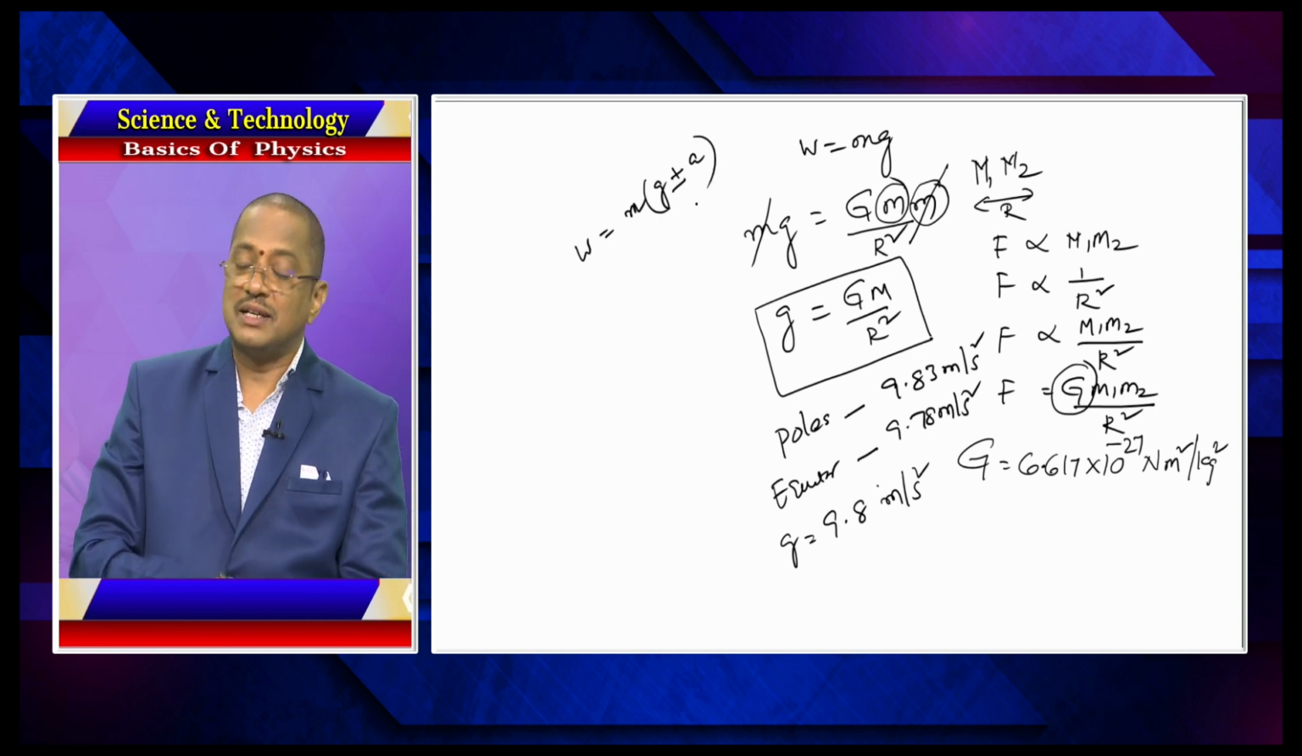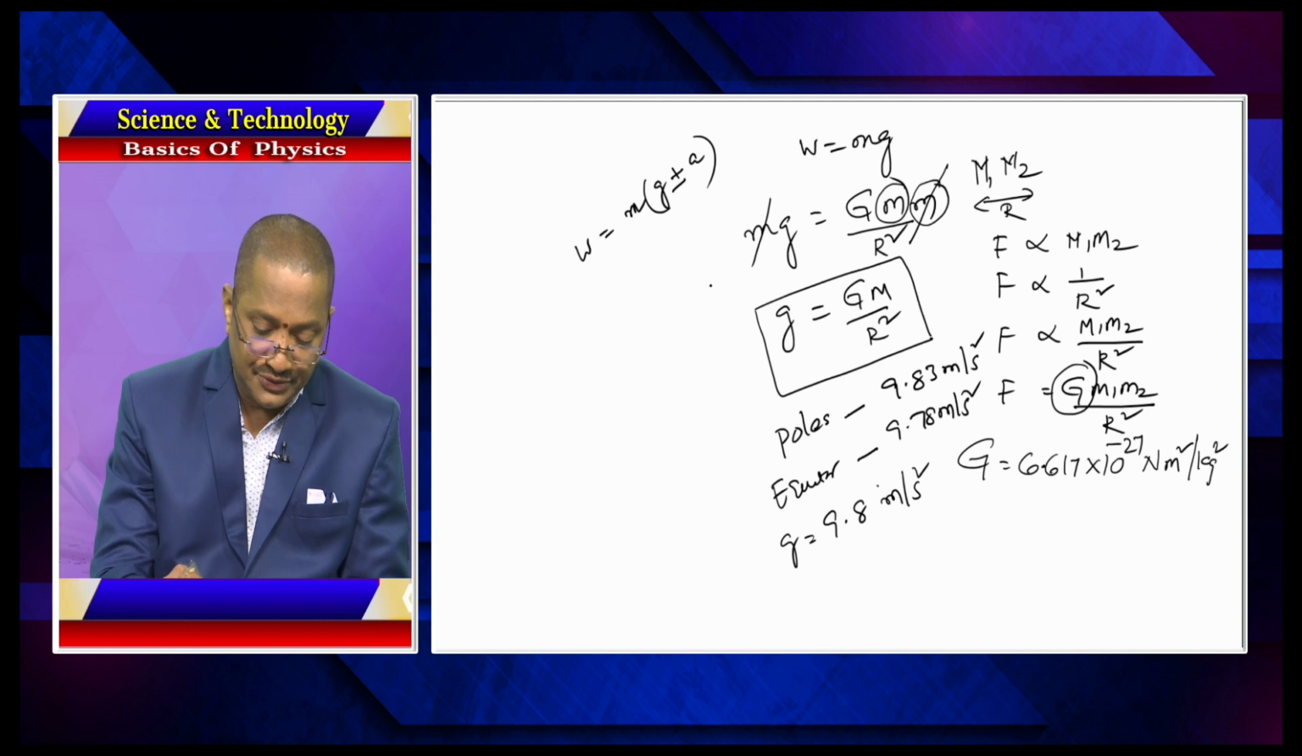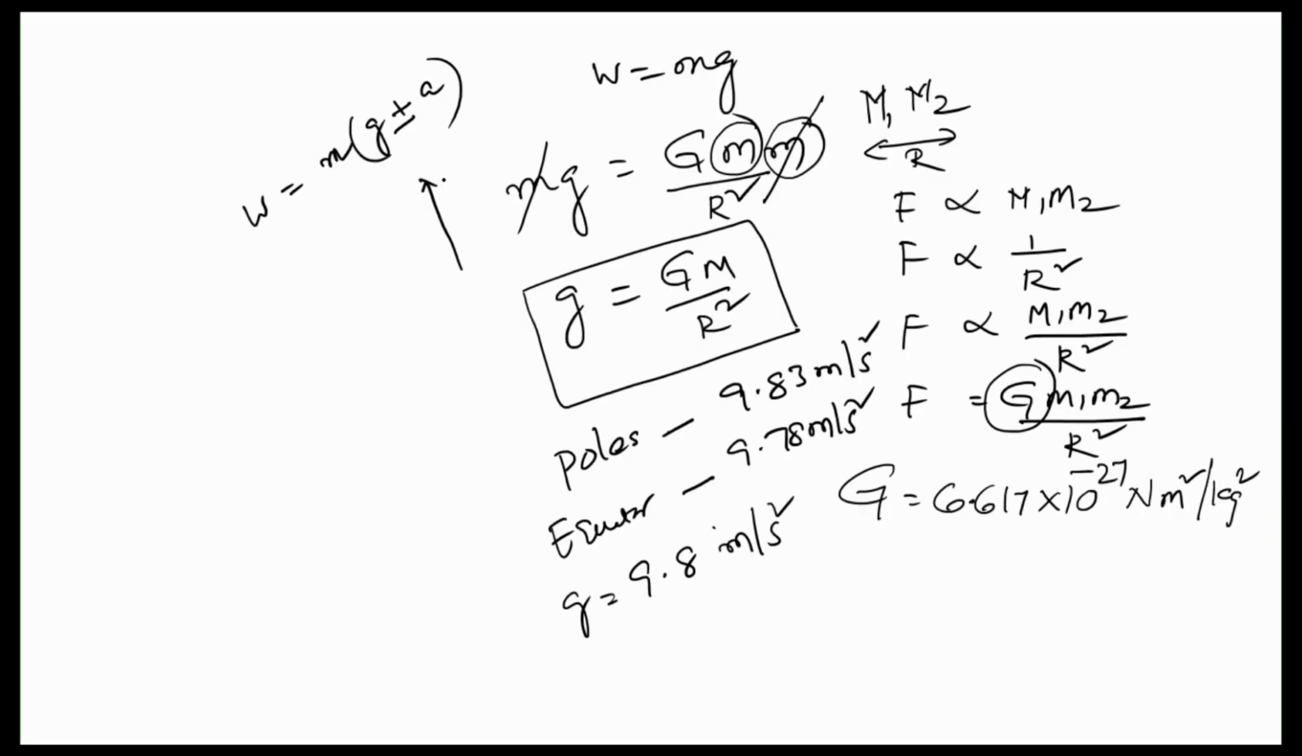So, plus or minus a means here: if the lift is moving upwards, the gravitational force is always downwards, which means the acceleration is in the upward direction and g will be in the downward direction. So the weight of the body is W = m(g − a).